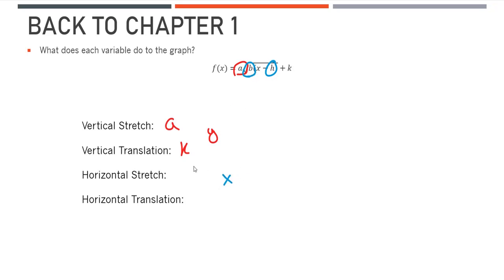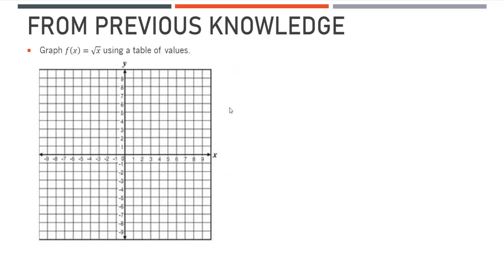So our b is our horizontal stretch. But remember, for x, always do the opposite of what you want. So this is actually the reciprocal, so it becomes 1 over b. Our h value is our horizontal translation. So even though it says minus h here, this is actually a positive h if it was to say a minus here. So just remember those two things and you should be all right.